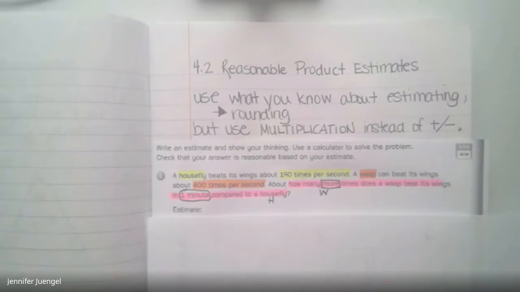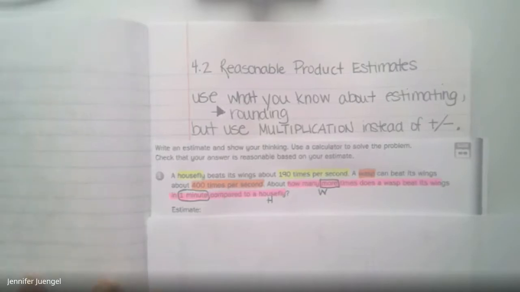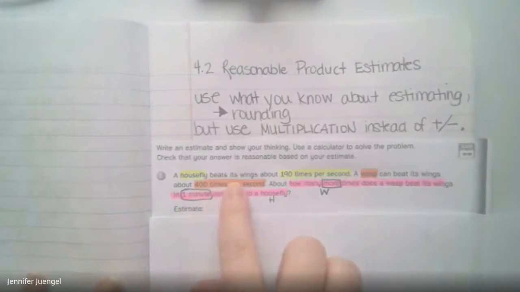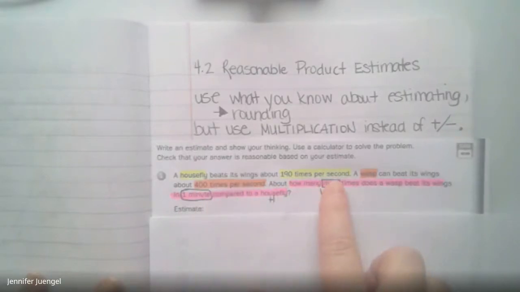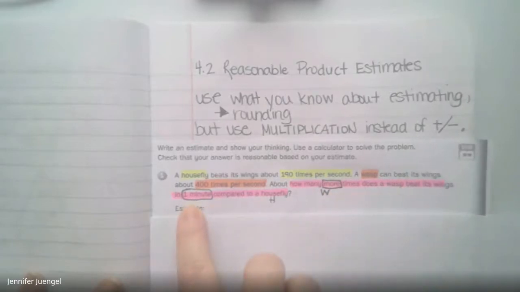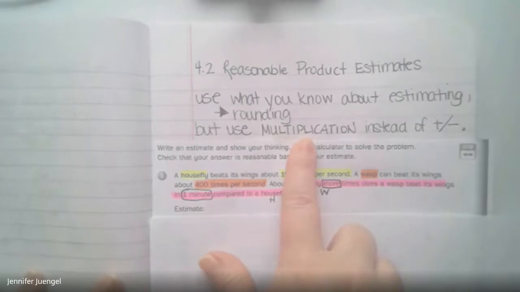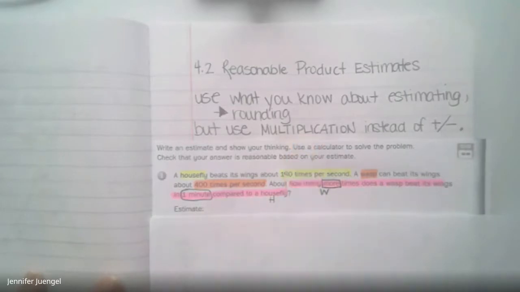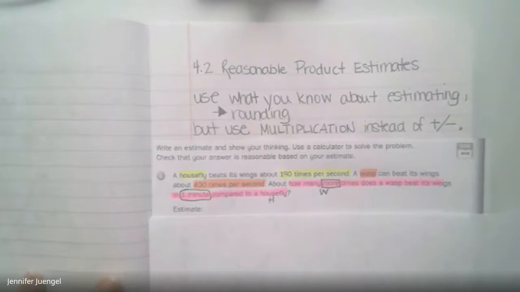I did notice that this question gave us a little bit of a trick. Did you notice it? In the problem, it talks about how fast the beats are per second, but then the question is asking us how many more times a wasp beats its wings in 1 minute. So, oh my gosh, not only are we going to be doing some conversion work, converting seconds into minutes, we're also going to be using multiplication because these are product estimates. And we're going to have to use some rounding skills.